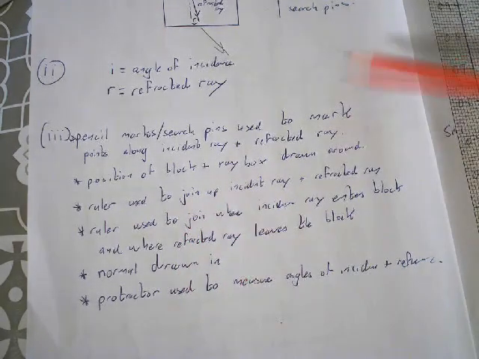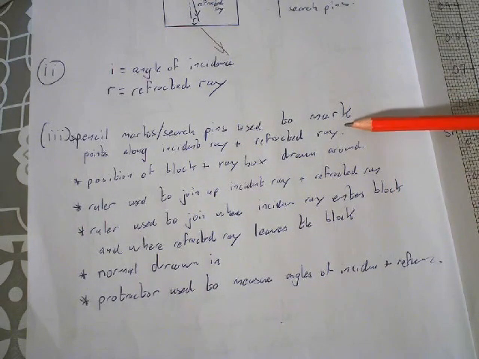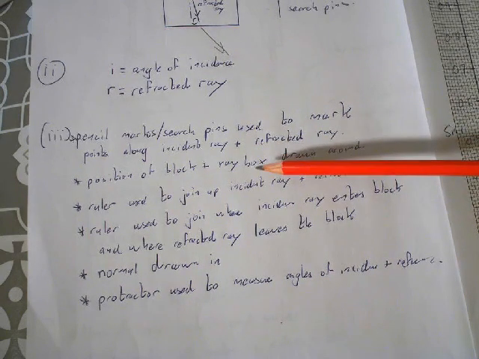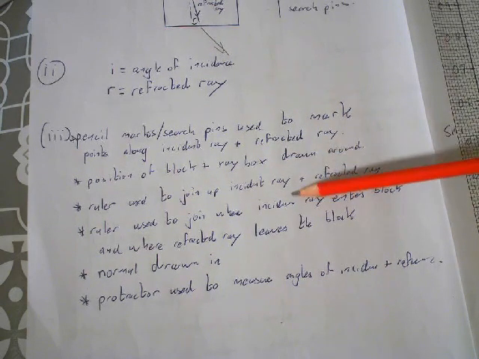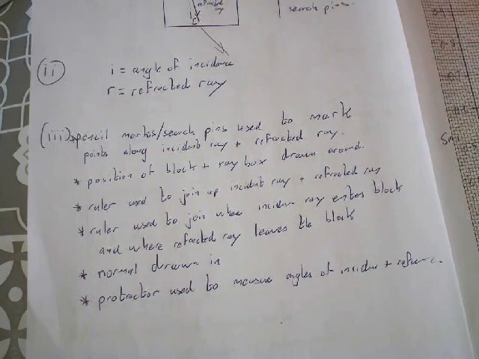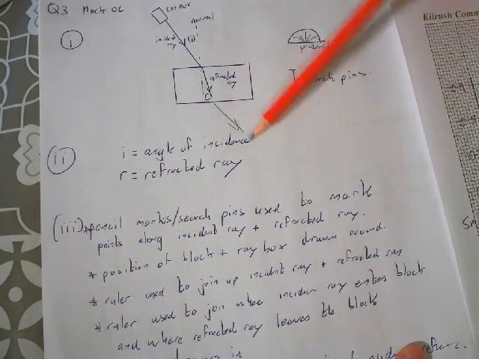Explain how the position of the refracted ray was determined. So I've been really pedantic here, guys. I really spelled everything out for them. So use pencil marks or search pins to mark the points along the incident ray and refracted ray. Draw around the block. Ruler used to join up the incident ray and refracted ray. It's just specifying using a ruler the whole time.